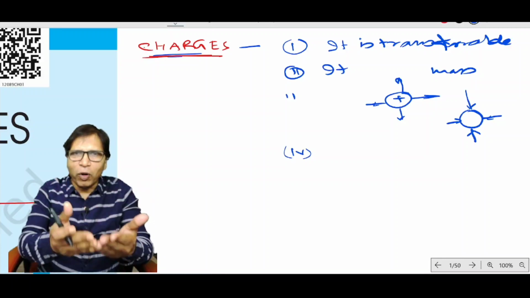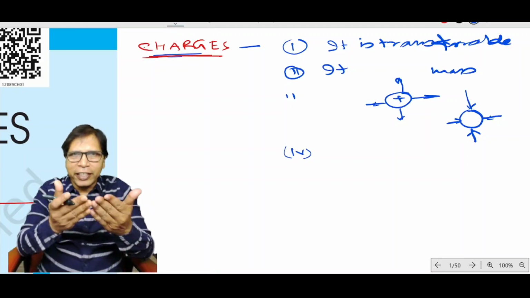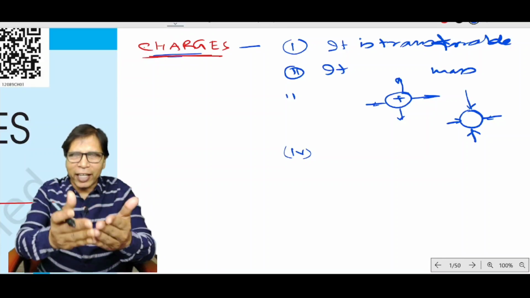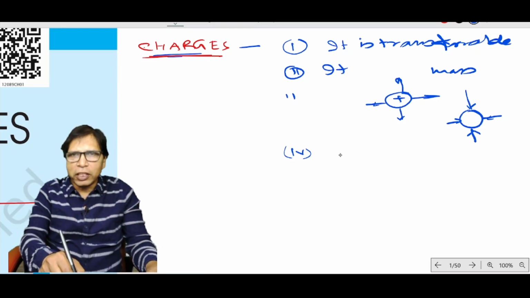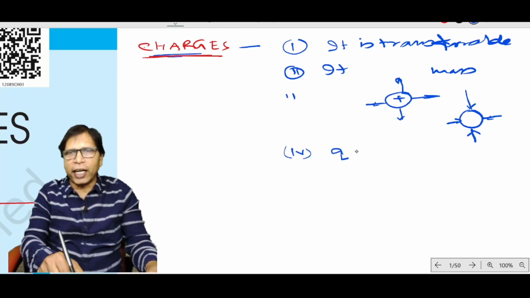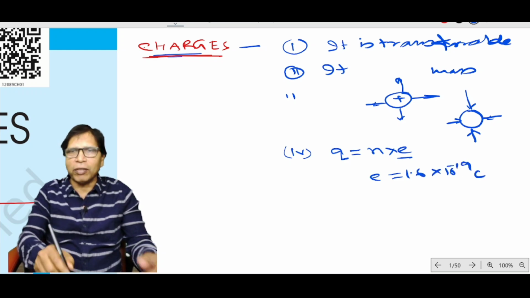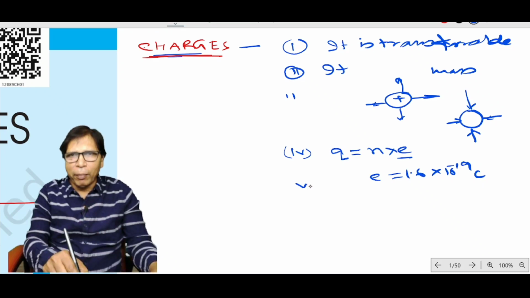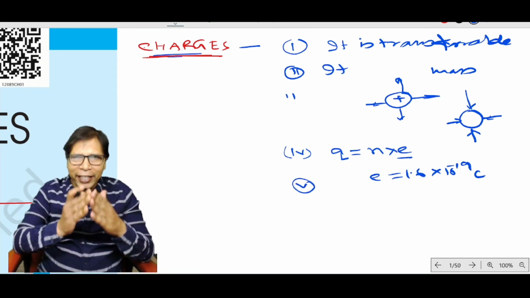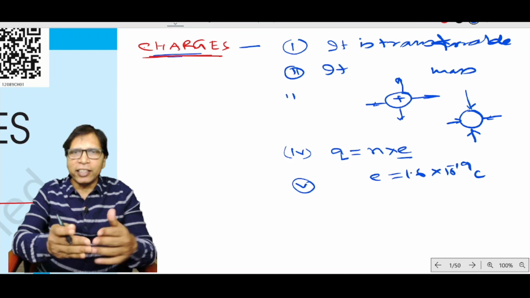The charge in a body is always an integral multiple of the electronic charge. Suppose Q be the magnitude of a charge, then Q equals N into E, where E is the magnitude of electronic charge, that is 1.6 into 10 to the power minus 19 coulomb. Okay. Number 5, the additive nature of charge.